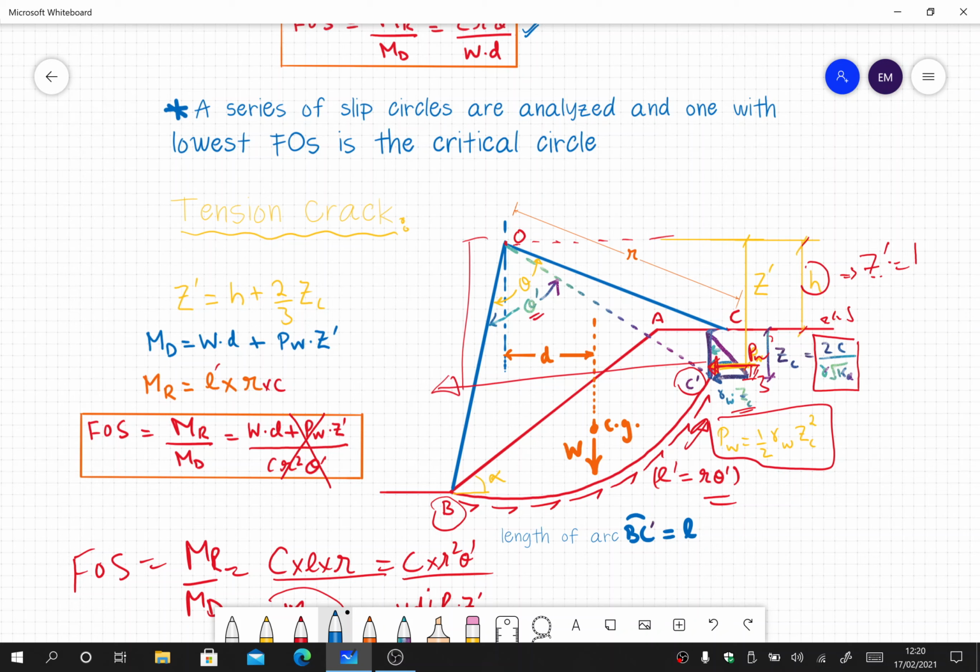We know the same rule, that we find the factor of safety by dividing the resisting force over the disturbing force. The resisting force is the same, but let me rub that and I'll draw it again. Just a minute.